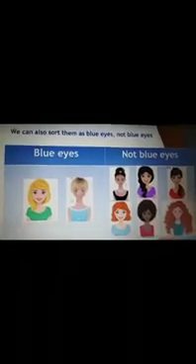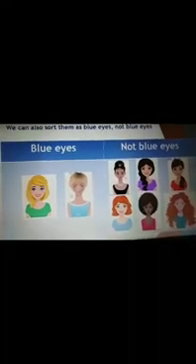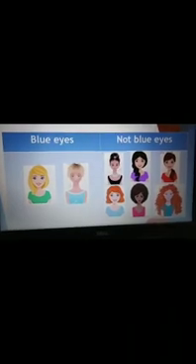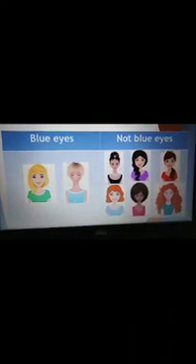We can also notice the difference between their eye colors. Some of them have brown eyes, others have blue eyes or green eyes. This is another Carroll diagram for the girls' picture example. This time I sorted them according to their eye color. I sorted them into two groups. Girls who have blue eyes and girls who don't have blue eyes.